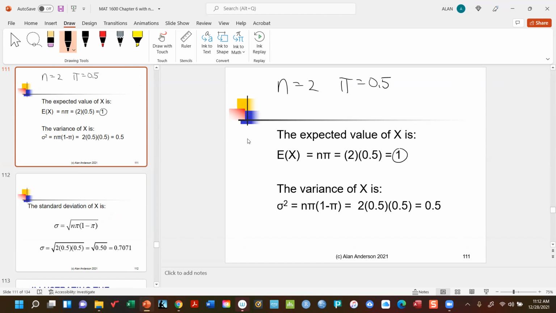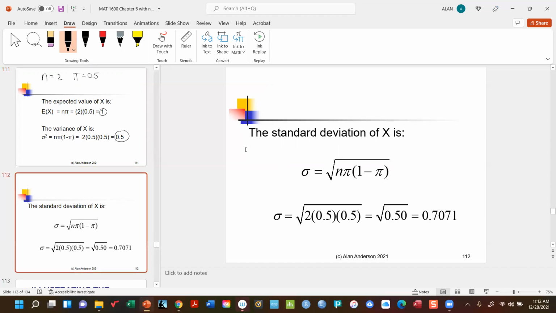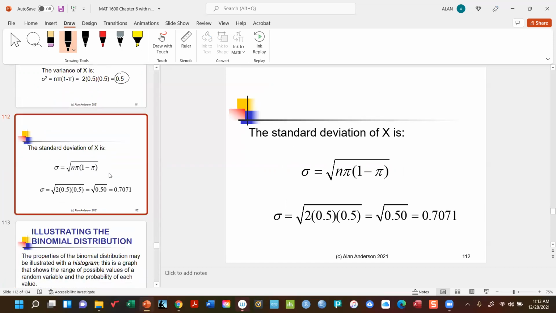Look at the variance. Remember how much work that was? Wow. Just multiply n pi times 1 minus pi and you get your answer of 1/2. It's so much simpler. But of course, before we didn't know that this was a binomial experiment, and therefore we couldn't use shortcut formulas. We used the general formulas, but we've proven that they worked in this particular case. And now, of course, the standard deviation must be the square root of that. That never changes.